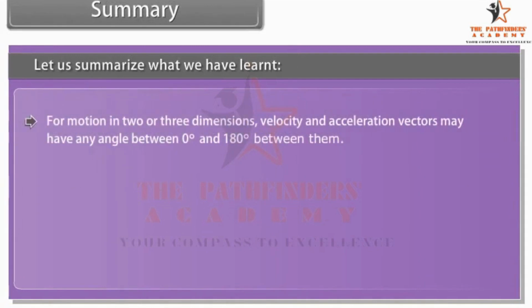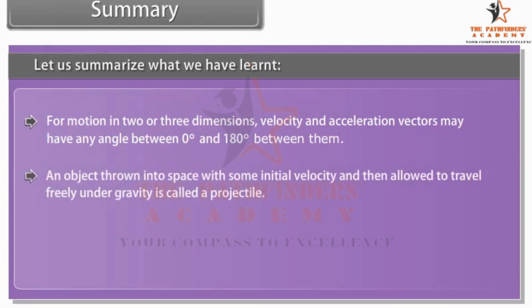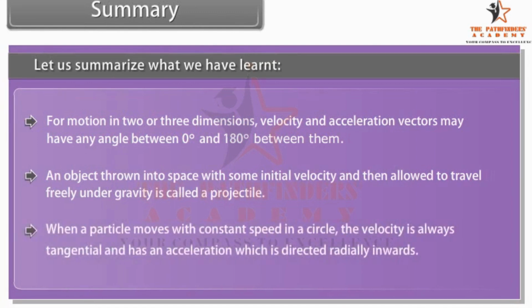For motion in 2 or 3 dimensions, velocity and acceleration vectors may have an angle between 0 degrees and 180 degrees between them. An object thrown into space with some initial velocity and then allowed to travel freely under gravity is called a projectile. When a particle moves with constant speed in a circle, the velocity is always tangential and has an acceleration which is directed radially inwards.